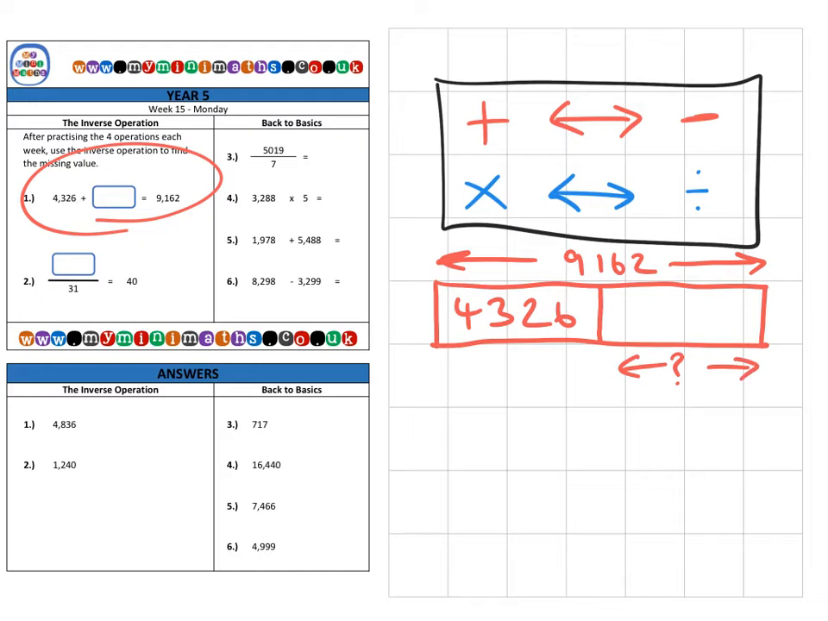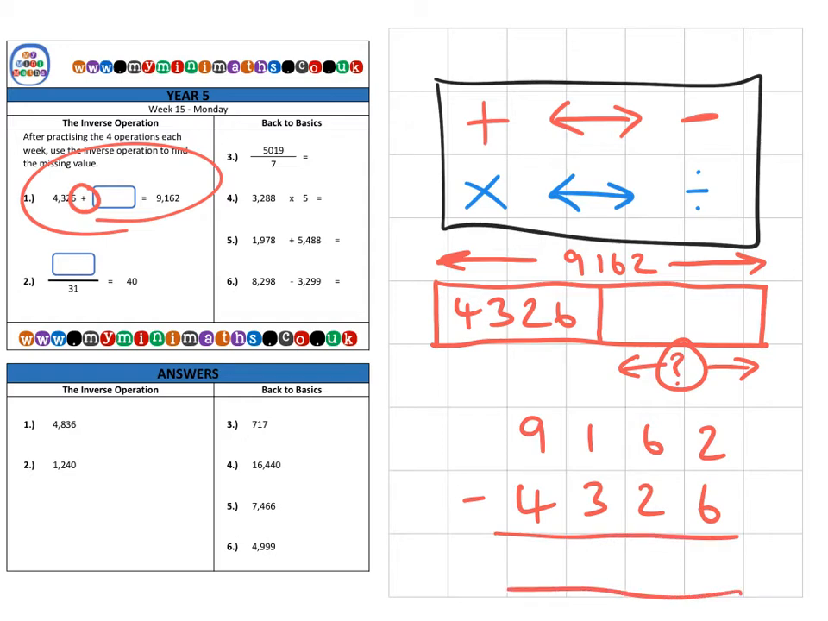Now to do that, we can use the inverse operation. So as you can see from the question, we're adding, so we know that the opposite or the inverse of adding is subtraction. So I'm going to take my full bar of 9,162 and I'm going to subtract the part on the left, which is 4,326, and that will tell us what the missing part of the bar is. So let's have a look.